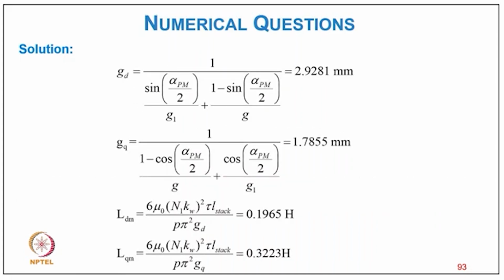Now GD equal to 1 upon sin alpha PM by 2 upon G1 plus 1 minus sin alpha PM by 2 here, that comes 2.9281 millimeter, and GQ, that is 1 upon 1 minus cos alpha by 2 divided by G plus cos alpha by 2 divided by G1, that comes 1.7855 millimeter.